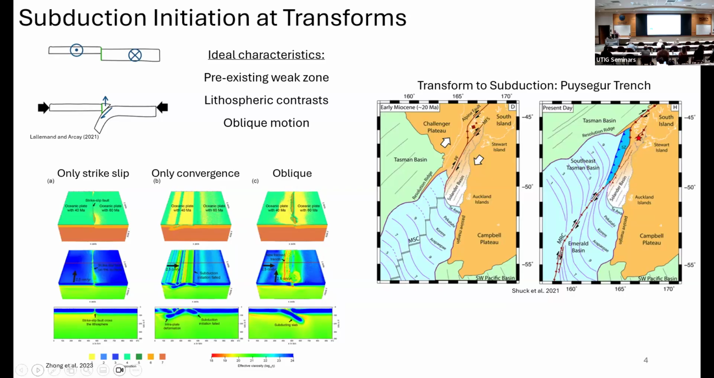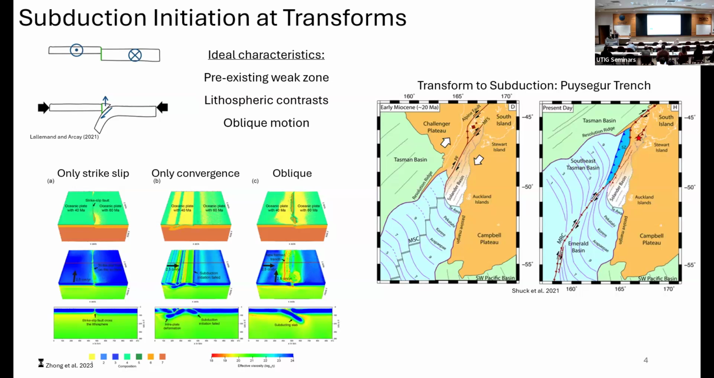Transforms are maybe an ideal location because they have a pre-existing weak zone, in this case, this transform plate boundary. They often have quite significant lithospheric contrasts in density, in temperature, in thickness. And as I mentioned, they often accommodate some oblique motion. And as subduction zones are convergent margins, having some sort of convergence is a prerequisite.